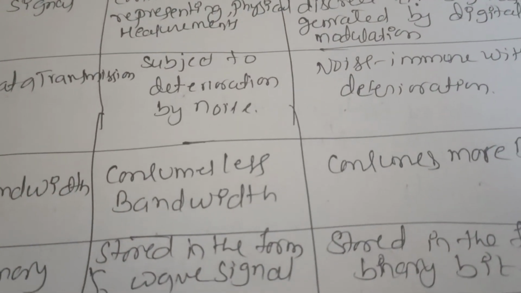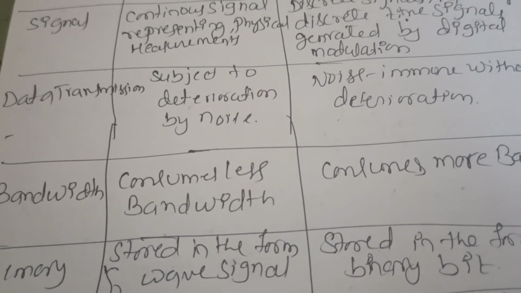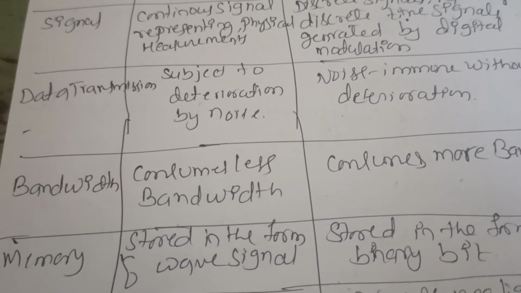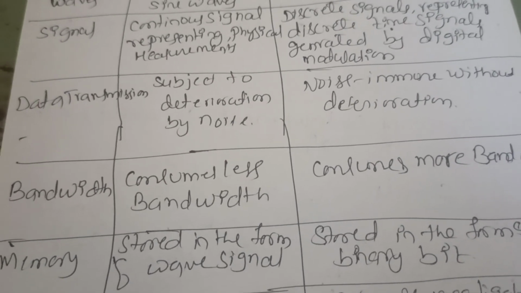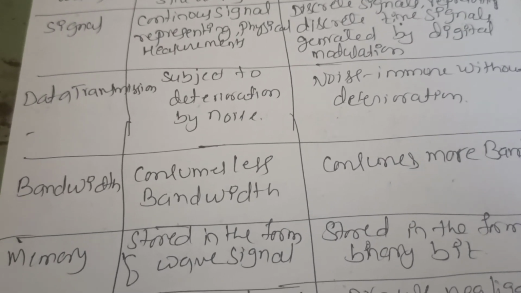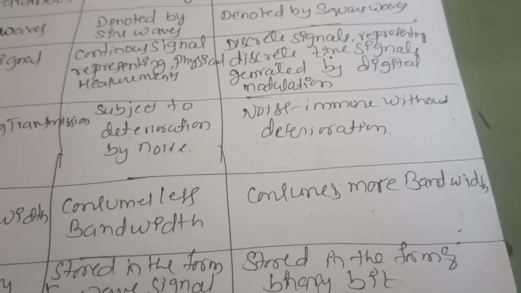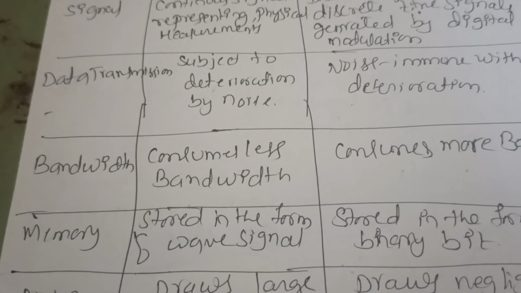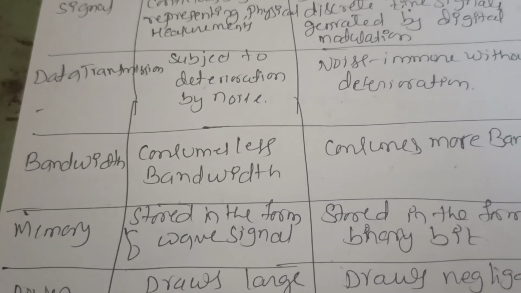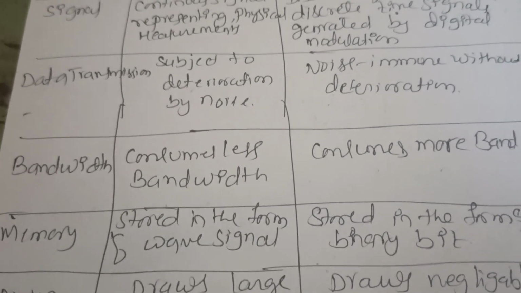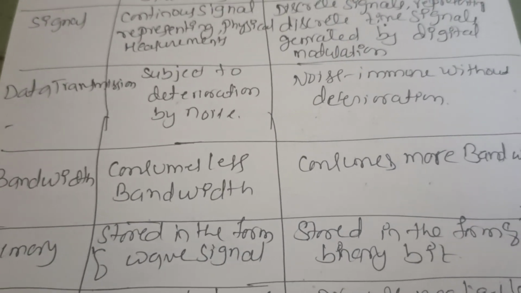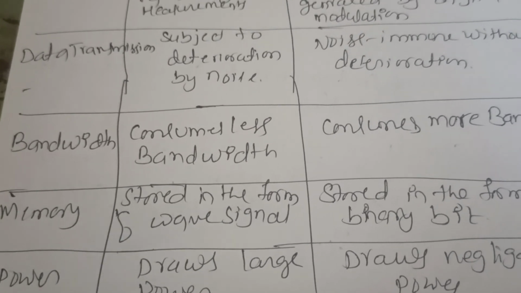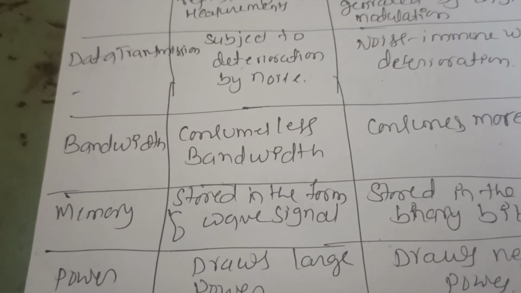Next is bandwidth. Bandwidth means the number of users that can be allocated within the specified frequency range. In case of the analog signal, it consumes less bandwidth; in case of the digital, it consumes more bandwidth. Next is memory. How are we going to store the signals? In case of the analog signal, it is stored in the form of wave signal, and in case of the digital, it is stored in the form of binary bits.